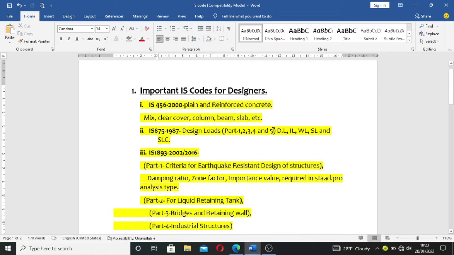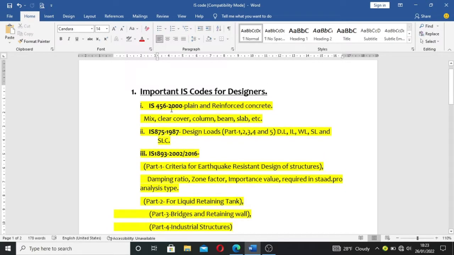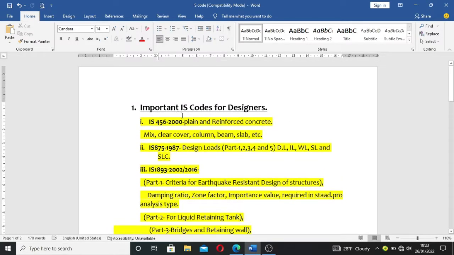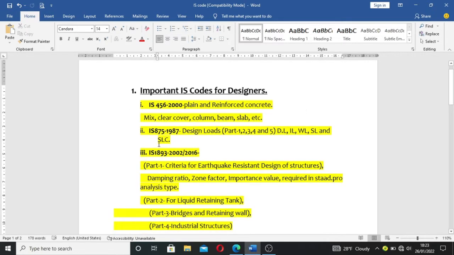So today basically we'll talk about the things that we usually need to know as a designer or as a beginner. Today I will be talking about the importance of IS codes for the designer. As you can see, I know there are many IS codes, but the most basic things you need to know are IS 456 and IS 875.